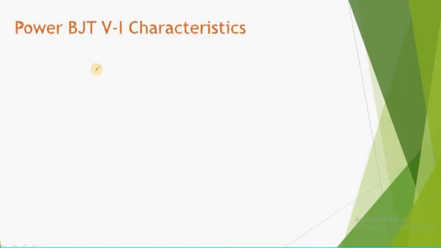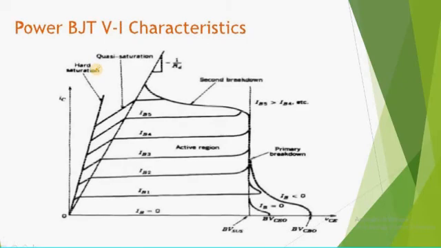Next we will see VI characteristics of power BJT. There are 4 modes of operation: cutoff region, active region, quasi saturation region and hard saturation. The x-axis represents the output voltage, that is the voltage between collector and emitter, and y-axis is the output current, that is collector current.